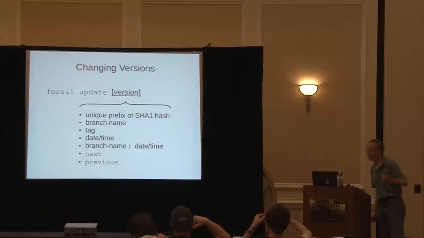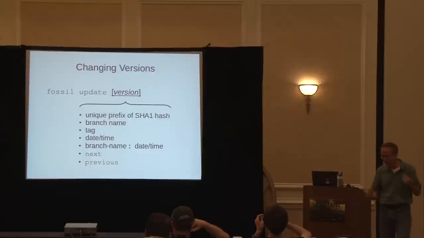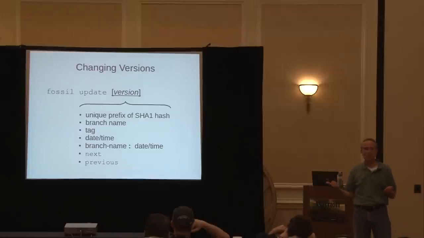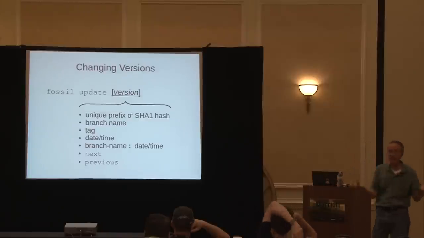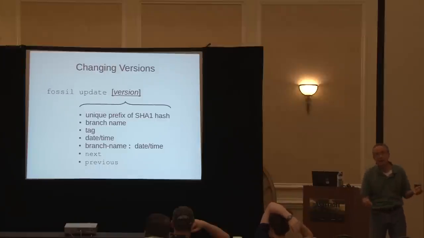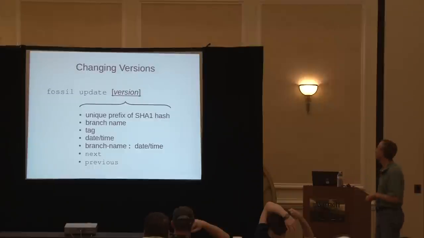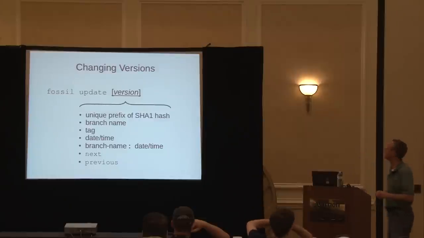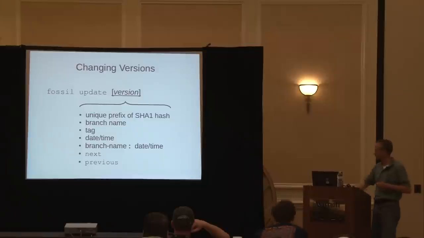All of the distributed version systems work that way, but you don't have to always type all that stuff in. The version that you type in can be any unique prefix of that SHA-1 hash, or it can be the name of a branch, in which case it'll give you the most recent check-in on that branch, or it can be a tag, or it can be a date timestamp, in which case it'll give you the most recent check-in that's after that date and time. It can be a branch name, colon, and a timestamp, which means it'll give you the most recent check-in on that branch that occurred after the date and time. Or it can be keywords like next and previous to move up and down in the history. Any of that will work.